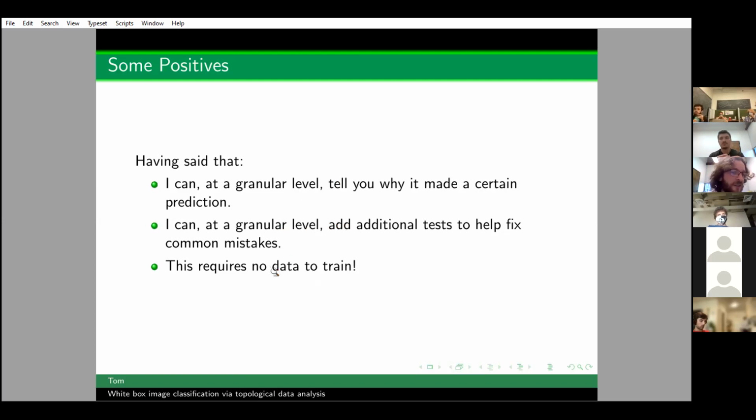And additionally, it requires no data to train. So, right, neural nets require thousands and thousands or hundreds of thousands of data points to be able to do things effectively. I started this with just my own knowledge of the English alphabet, right? So although it was more work implementing it, the data gathering was completely absent.